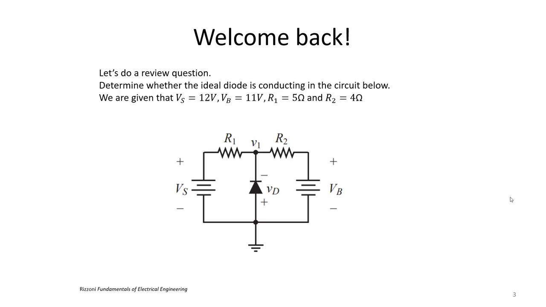And you'll notice that we are given some information about the circuit. We know in this case that Vs is 12 volts. We know Vb is 11 volts. R1 is 5 ohms. And R2 is 4 ohms. Our goal here is to determine whether this diode is conducting.